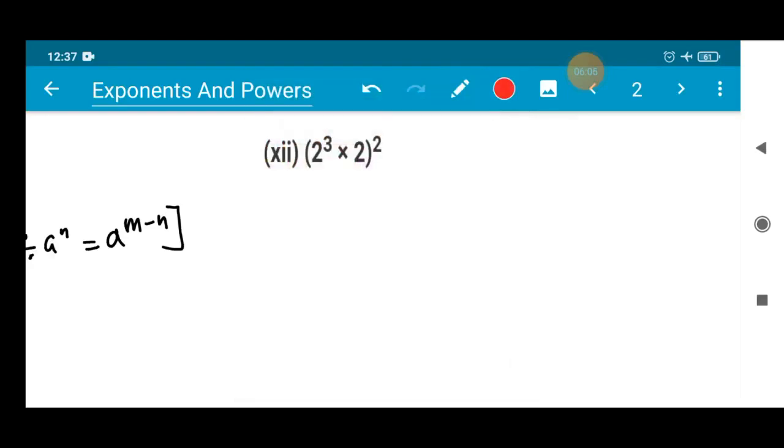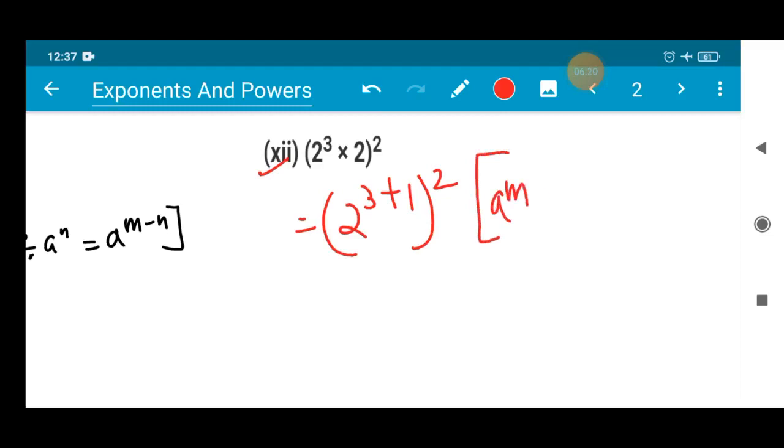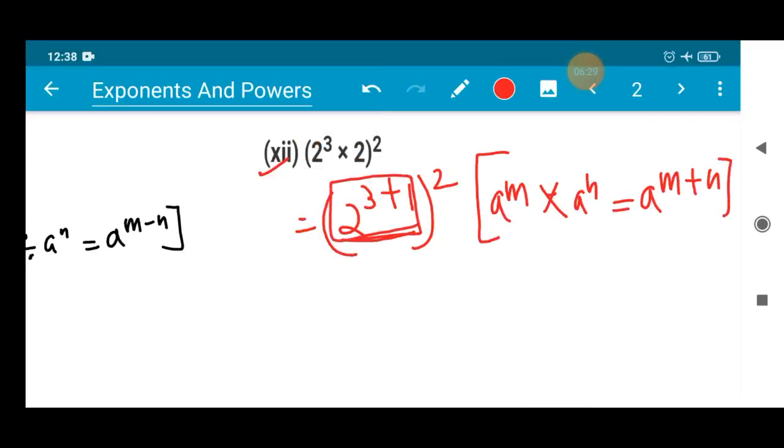So question number 12 is also very similar. 2 to the power 3 into 2. You have got the same base. Let us add the exponent inside the bracket. Don't forget to put the bracket outside. Here what rule have I used? A to the power m into a to the power n can be written as a to the power m plus n. So that's what I have done inside the bracket over here, right?